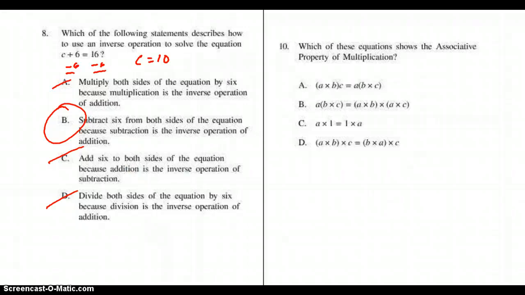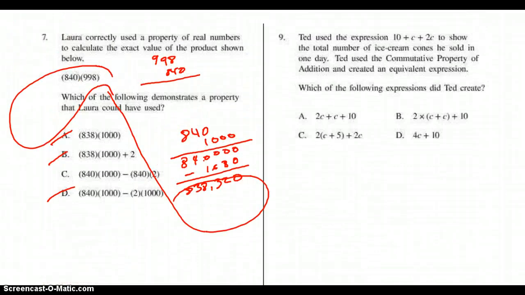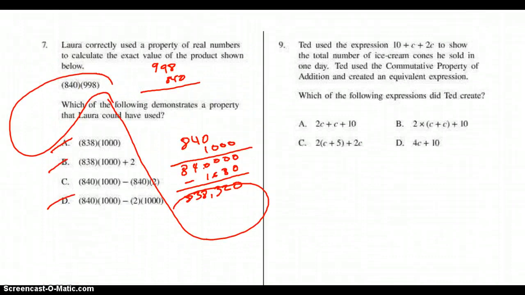Number 9. Number 9 says Ted uses the expression 10 plus C plus 2C to show the total number of ice cream cones he sold in one day. So they're telling us that he used commutative property. So commutative property says we can switch these things around and still get the right answer.